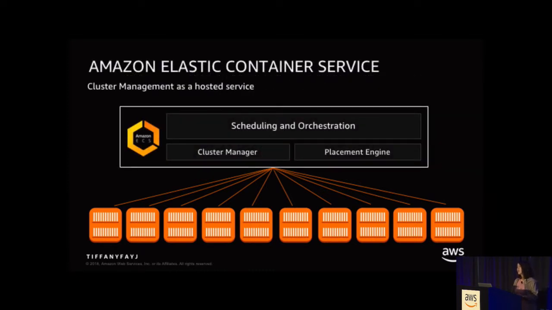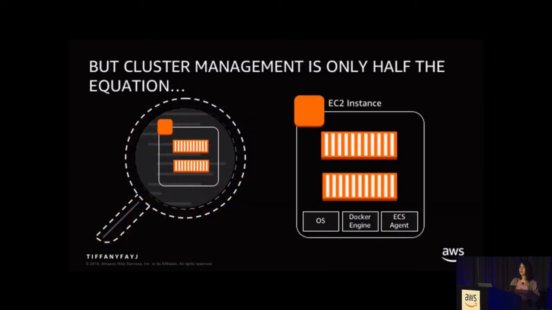So to solve that issue, we created Amazon Elastic Container Service. It's a cluster management system, and it's hosted as a service. So basically, it handles your scheduling, your orchestration for you, cluster management. You have the option to use placement, and it has a task placement engine as well. Though that only solves part of the issue.